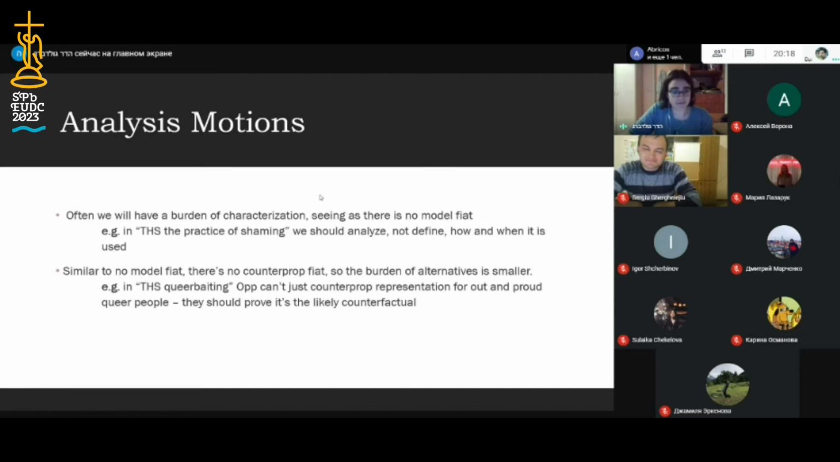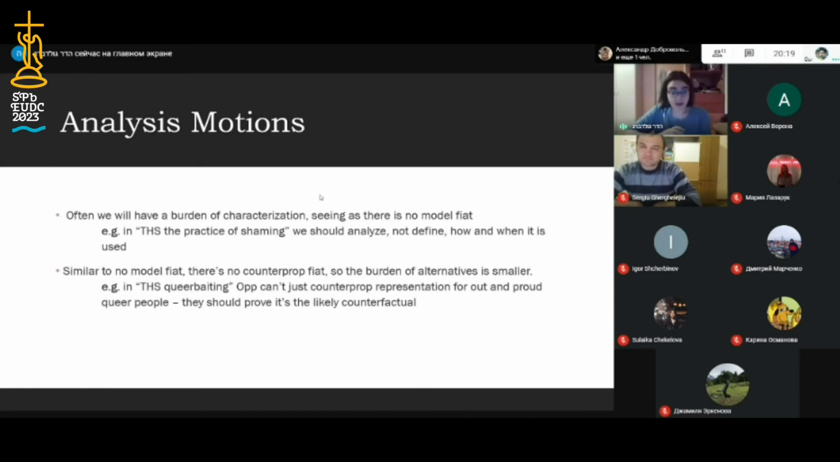Opposition cannot say, as a counterprop, we don't think that movies should have queerbaiting. We think that movies should actually represent out and proud queer people that actually identify as gay and don't just bait it. Because government will say, okay, so do we, but we just don't think it is likely to happen because TV shows don't want to lose their conservative audience, so it's either queerbaiting or nothing.